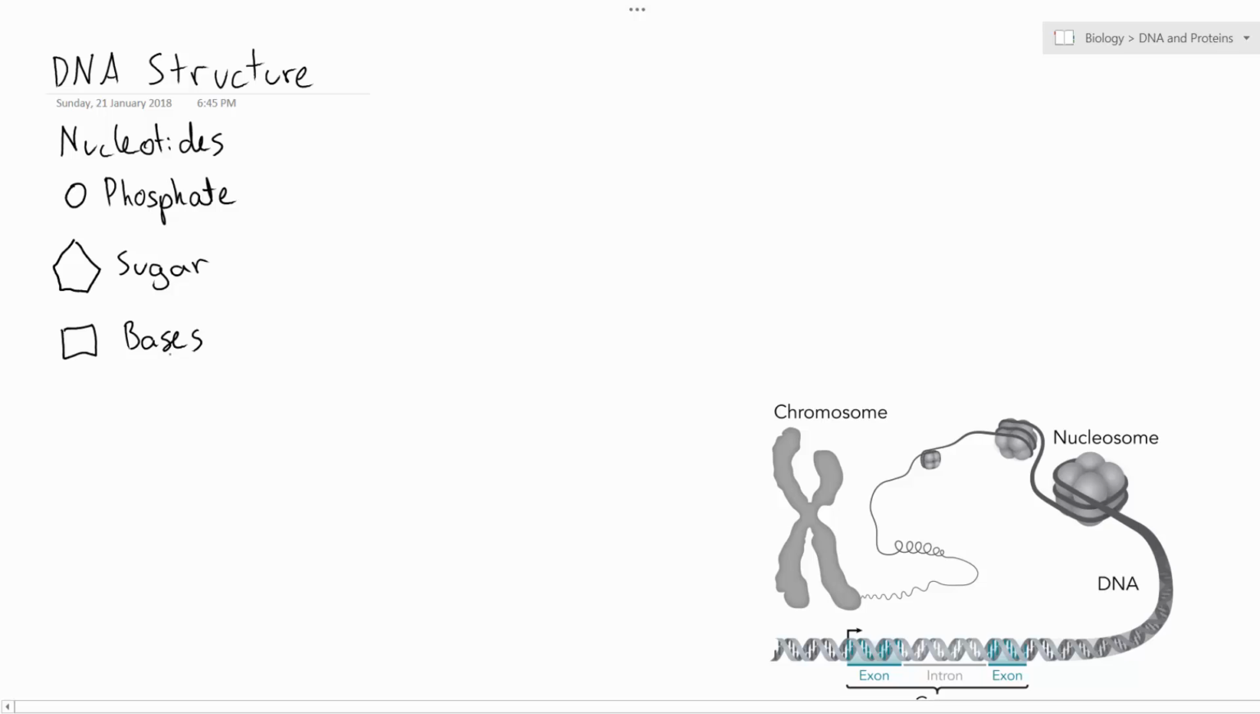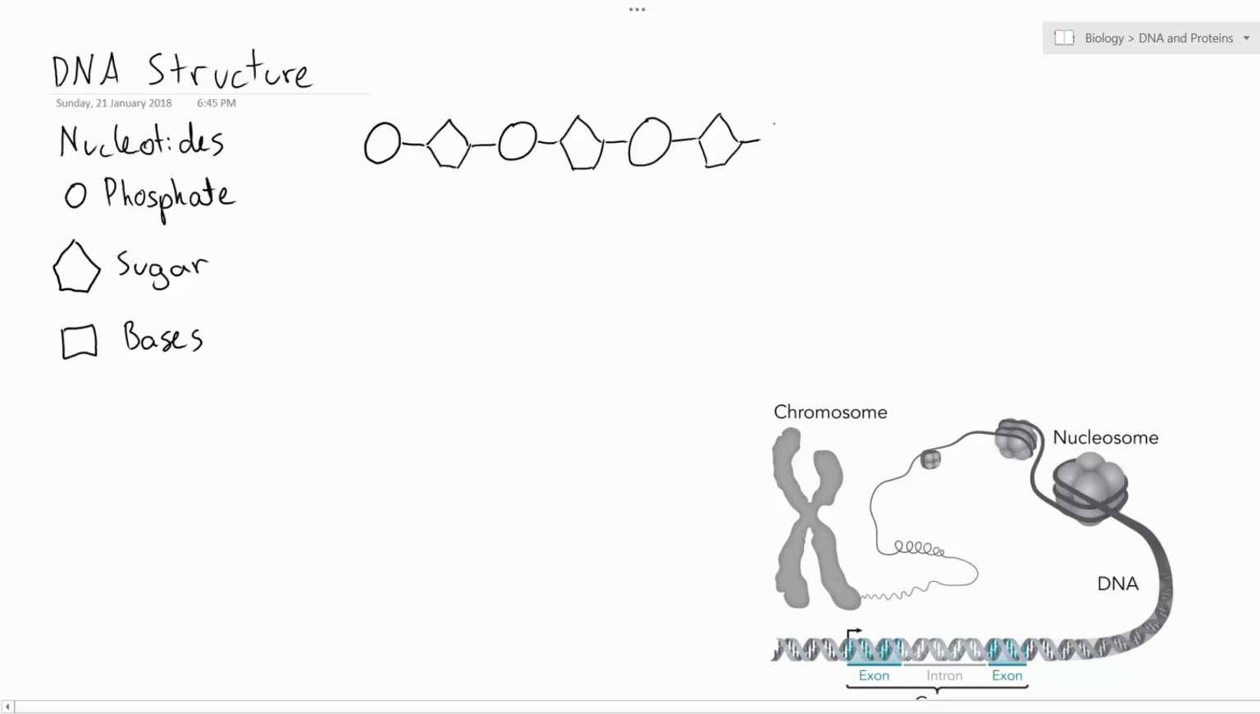So nucleotides are made up of 1 phosphate, 1 sugar, and 1 base, and then DNA is made up of several, or more than several, hundreds or thousands or tens of thousands of these nucleotides. So what we see in DNA is firstly we'll have something called our sugar phosphate backbone. So we have a whole bunch of sugars and a whole bunch of phosphates, which are linked together with covalent bonds.